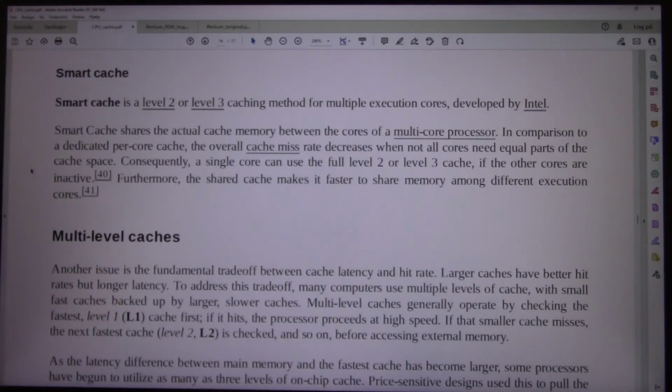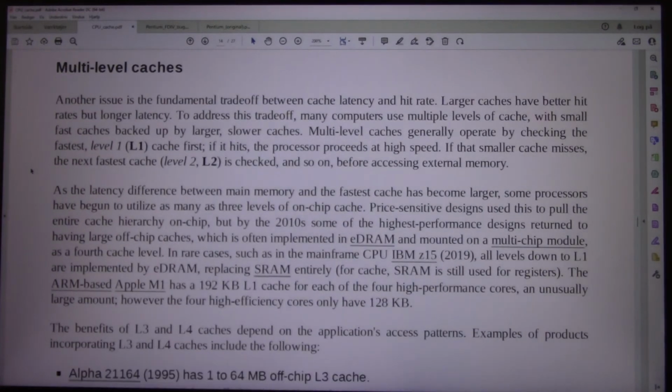Multi-level caches. Another issue is the fundamental trade-off between cache latency and hit rate. Larger caches have better hit rates but longer latency. To address this trade-off, many computers use multiple levels of cache, with small fast caches backed up by larger, slower caches. Multi-level caches generally operate by checking the fastest, level 1, L1, cache first. If it hits, the processor proceeds at high speed.